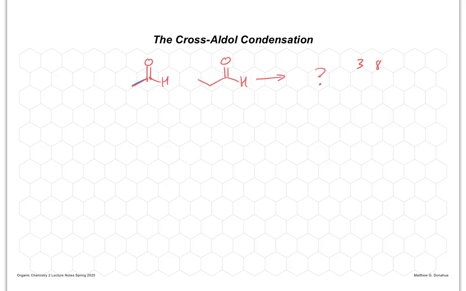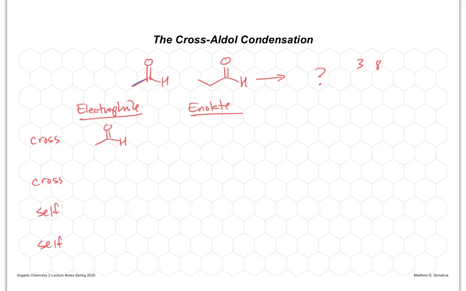We'll say electrophile, and then enolate. And then we have 4 scenarios. I'll say cross, cross, self, and self. So in the first one, we'll just write it sort of as the reaction's written, where the ethanal is the electrophile, and then the enolate is coming from the propanal.